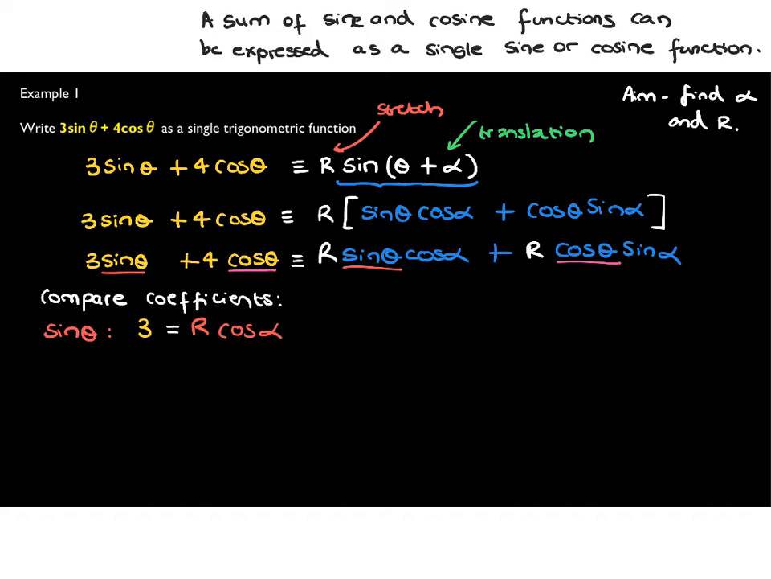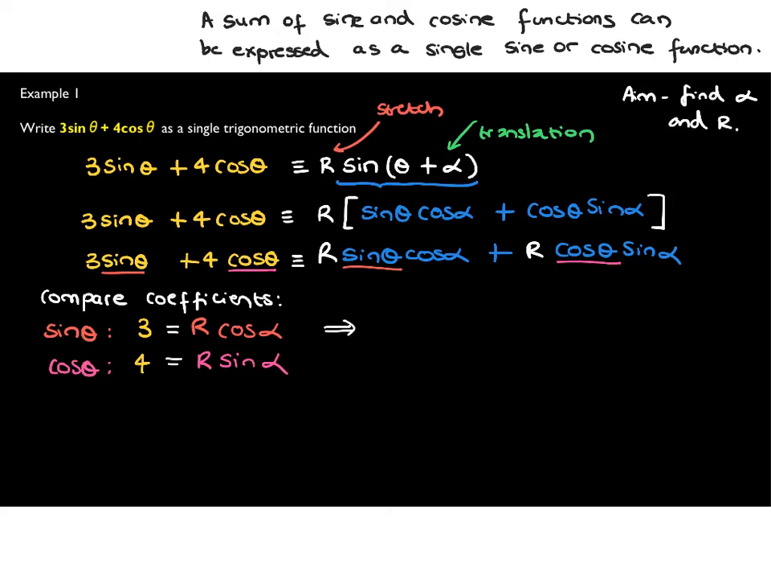Now, what about if we compare coefficients of the cos theta term? On the left-hand side, we've got 4 cos theta, and on the right-hand side, cos theta is being multiplied by r sine alpha. We now have a pair of simultaneous equations, 2 equations, 2 unknowns, r and alpha, and there are many different ways in which we can solve these. I'm going to show you one technique that we can use. It doesn't have to be the only way that we can do this.